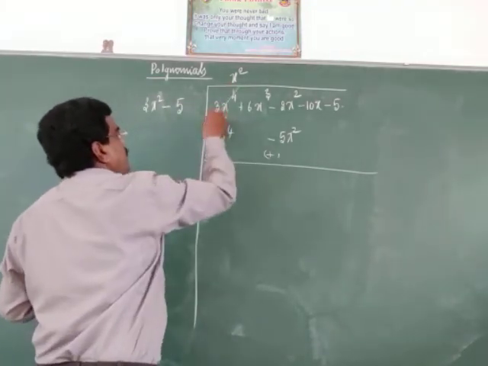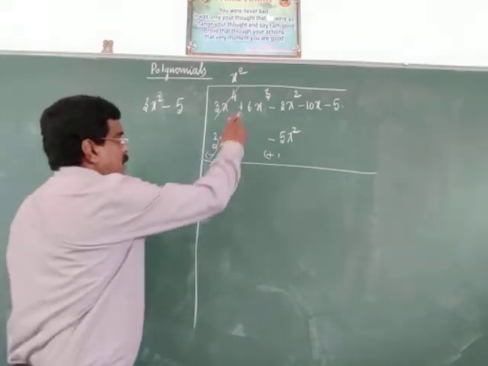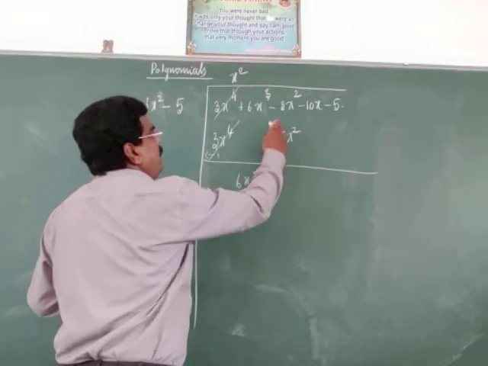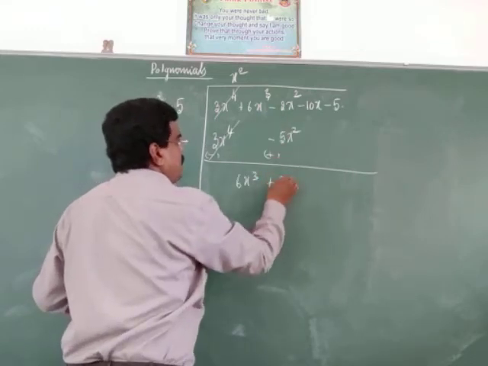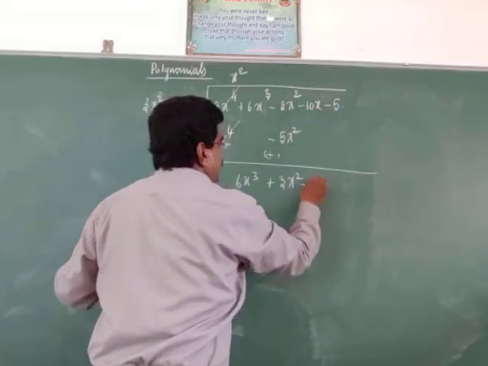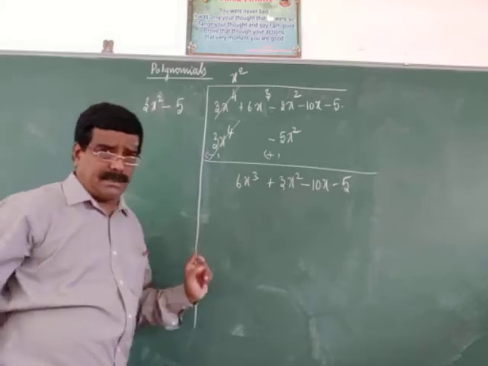To cancel 3x to the power of 4 minus 3x to the power of 4. Now you have 6x cube. See, plus 5 minus 2 means again here plus 3x square. So minus 10x minus 5, hold as it is. Will bring down as it is.